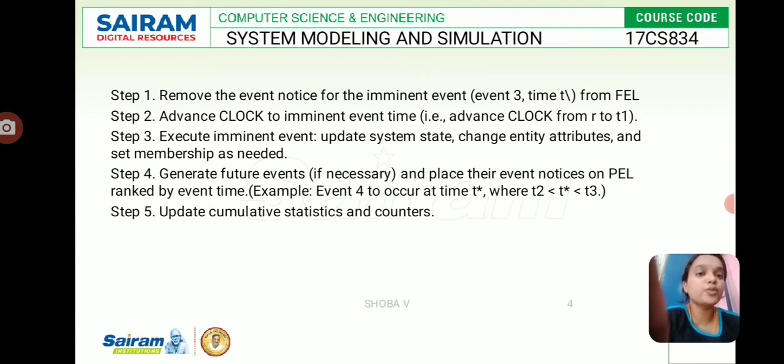First we have to remove the event notice, and then advance the clock to the imminent event time, and afterwards execution will happen. If any updates, modifications or changes are needed, we have to make them. Then the fourth step, if applicable, is to generate the future events based on the future event list. In it we can find the notices, then process the future events. And the last step is to update the cumulative statistics and counters.